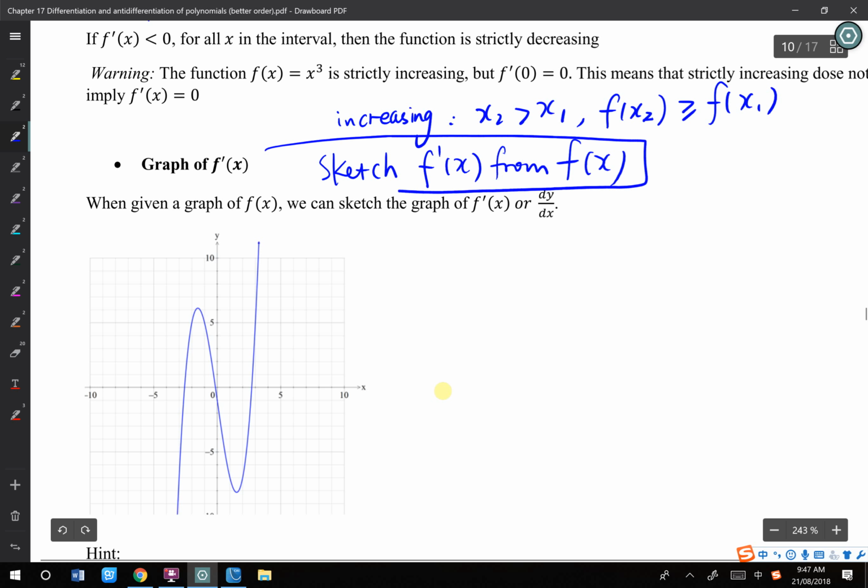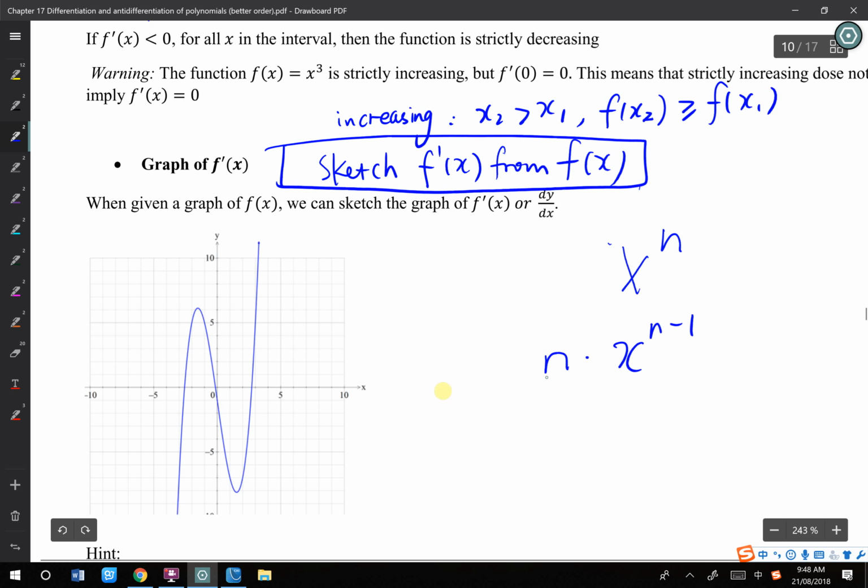Okay, how to sketch f dash x from f(x). I give you the graph of the f(x) function. How do we sketch the f dash x function? Let's think about that first. How do we derive x to the power of n? Derivative. We think about derivative. Yeah, n x to the power of n minus 1, right?